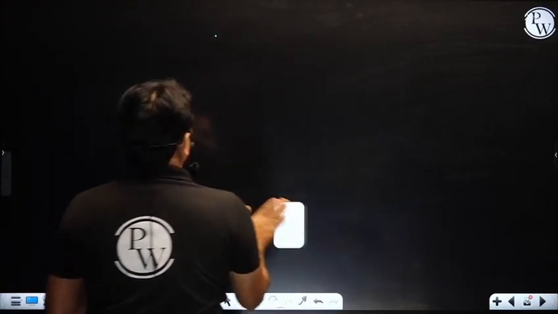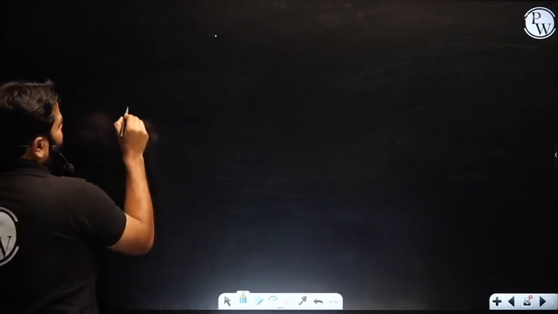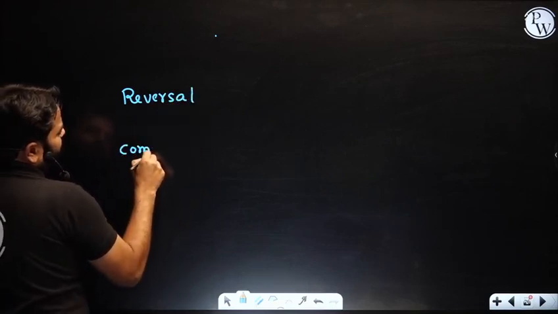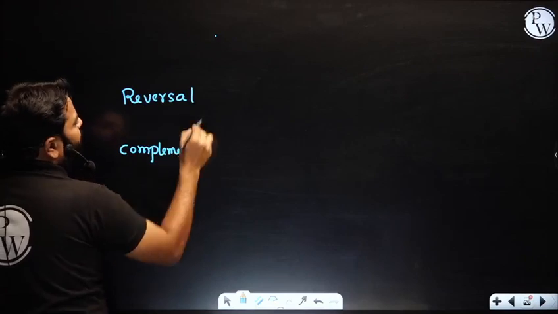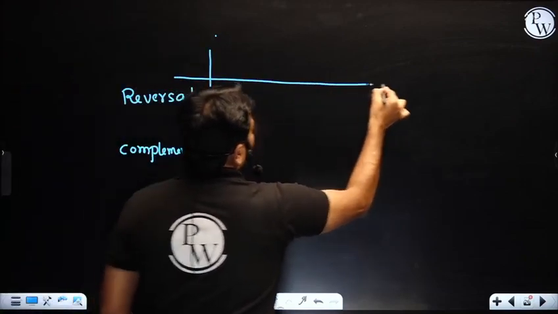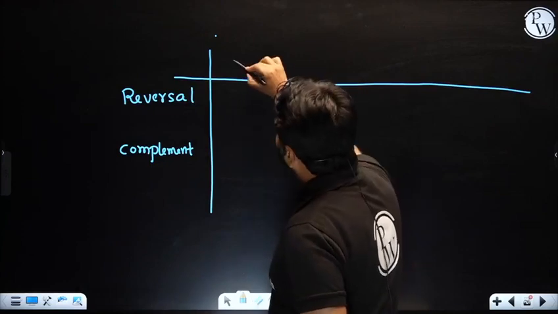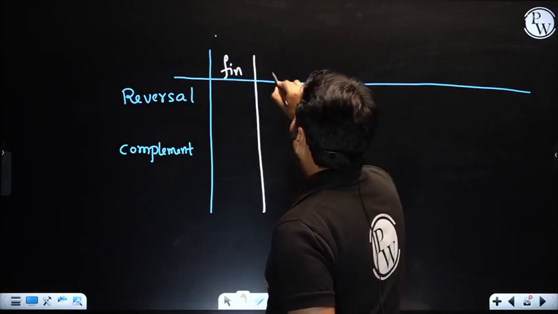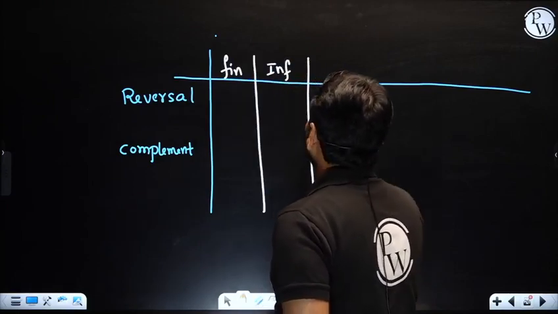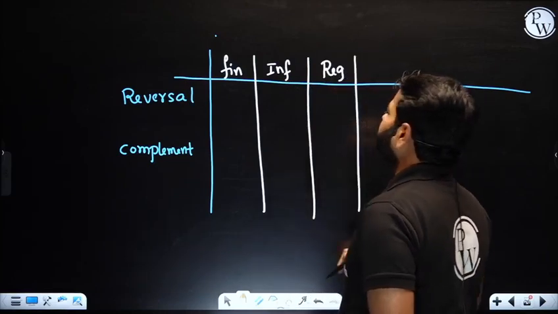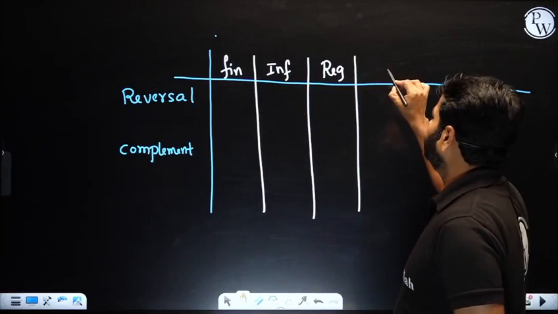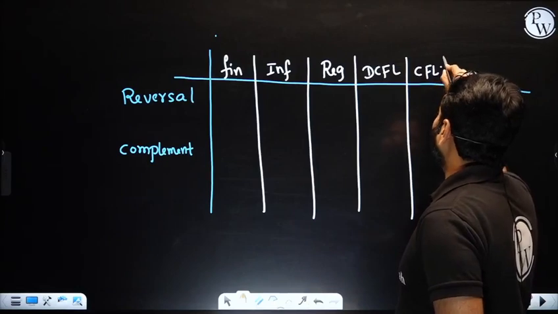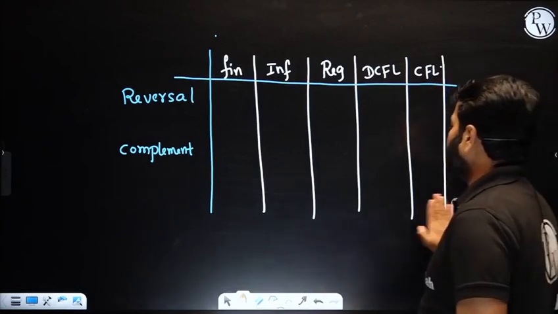Let me think about a different way. Reversal is unary, right? And complement is also unary. So I'll make two rows separately. One for finite, infinite, regular. Only one input is required, right? That's why you don't need a row and column of the same language. DCFL and CFL. Others we are not worried about right now. You can ignore anything else for later.